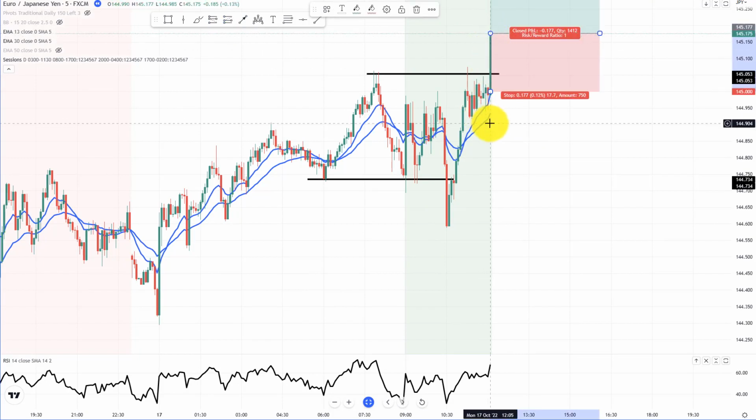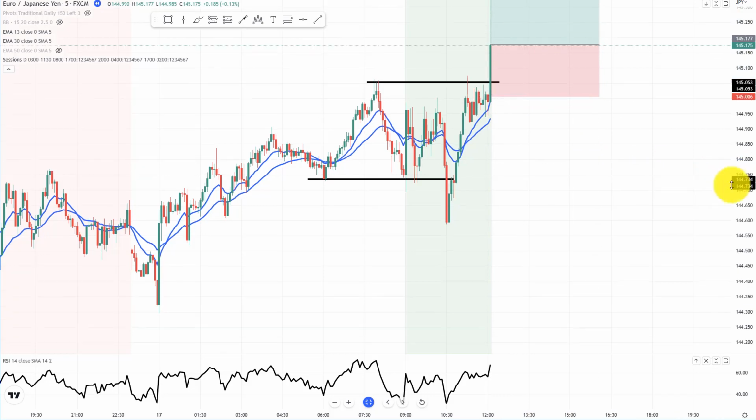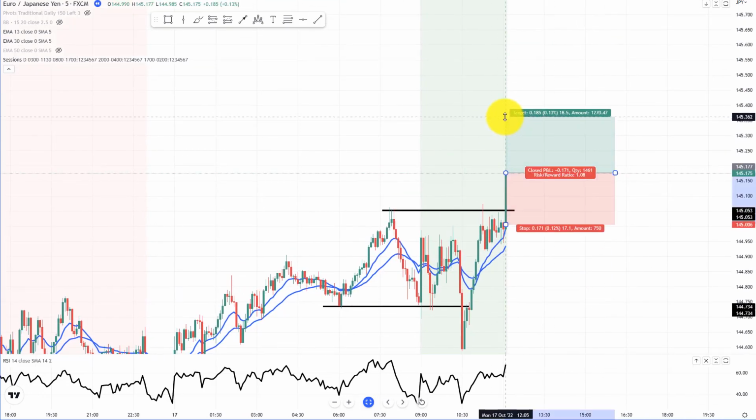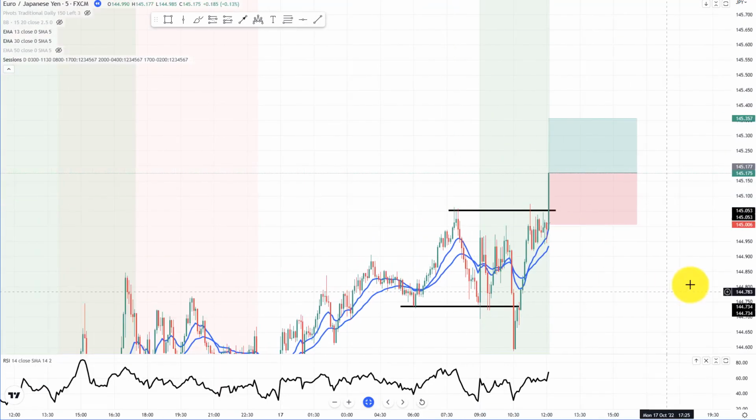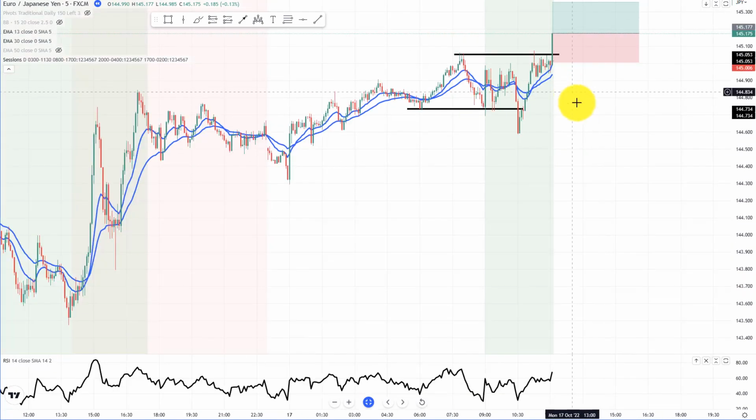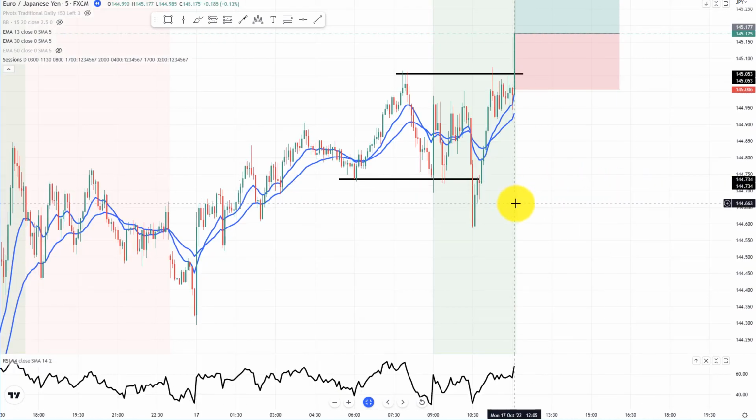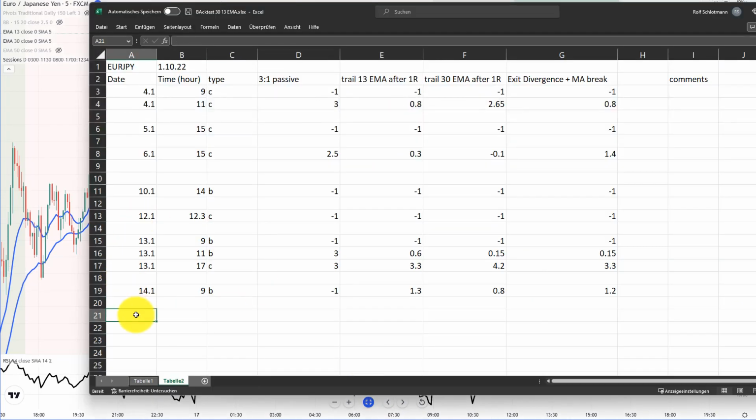Again, very, very strong breakout just before the lunch break. Stop wise, again, we are forced with a very wide stop, which is not great. We have to evaluate those later, if those wide stop trades make sense. So this is Monday the 17th at 12. This is a continuation.